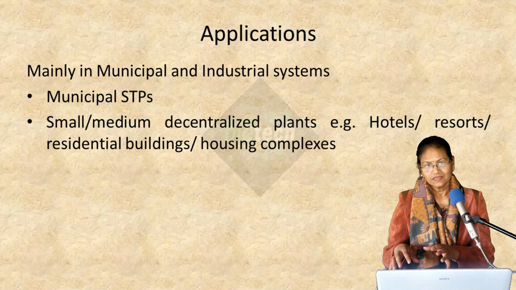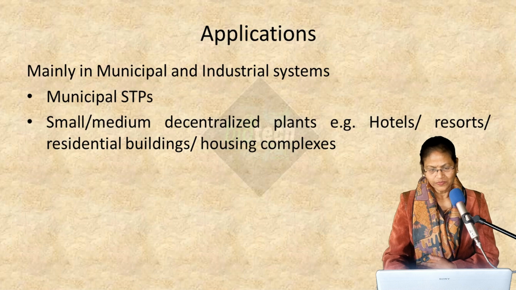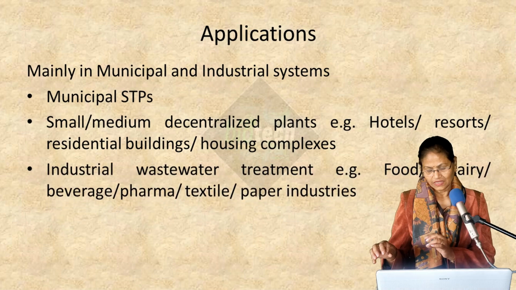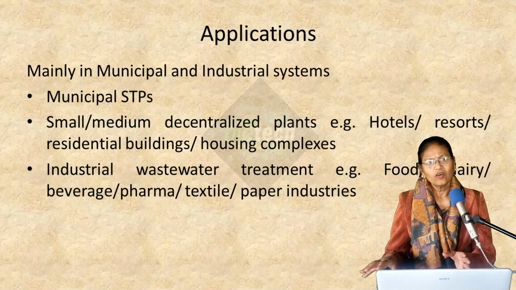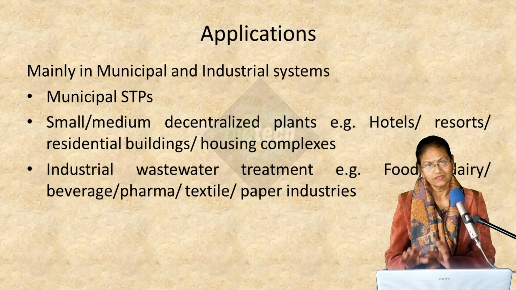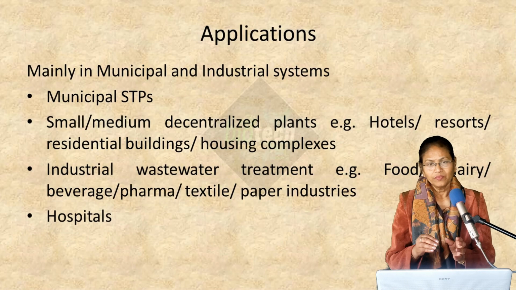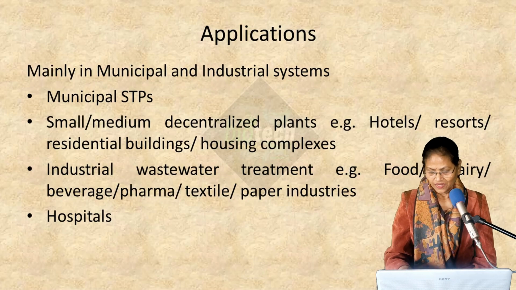Instead, these days it is preferred that decentralized plants should be there. So this is quite good for those purposes. Industrial wastewater treatment, like in food industries, dairy industries, beverage industries, pharmaceutical, textile, paper industries, in all these kinds of industries, this system is quite efficient. It is working efficiently. And in hospitals also, where there may be many pathogens, it can be easily used.